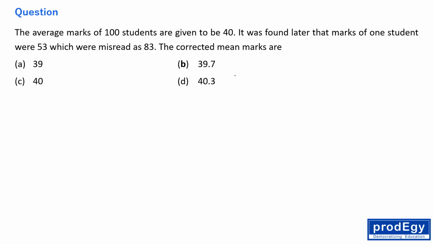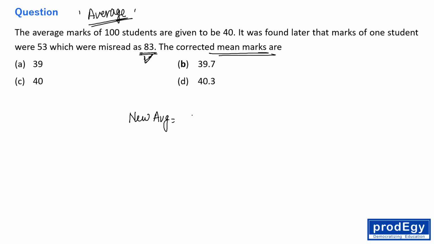Okay, the average marks, average. See everyone, this question is categorized under the topic average, right? Okay, the average marks of 100 students are given to be 40. It was found later that the marks of one student were 53, which were misread as 83. So after the correction, when you make this 53, the total will be lessened by 30, right? They are asking the corrected average.